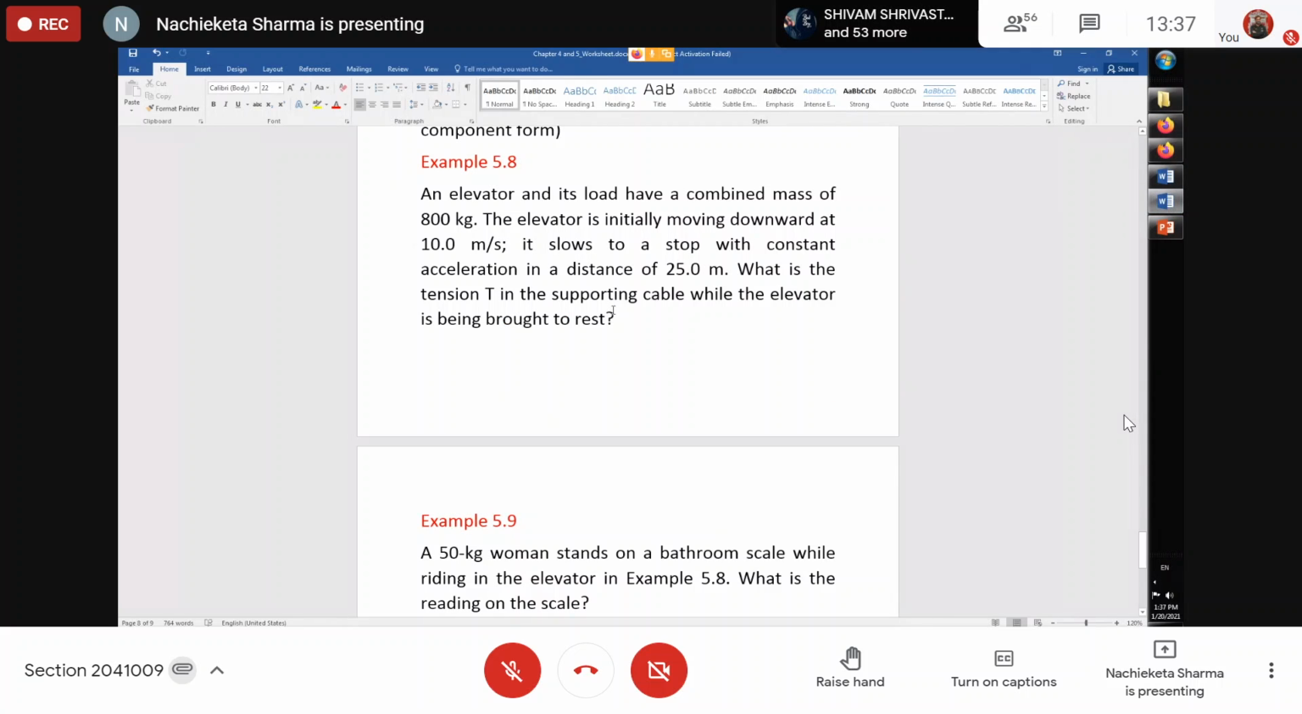An elevator and its load have a combined mass of 800 kg. The elevator is initially moving downward at 10 meters per second. It slows to a stop with constant acceleration in a distance of 25 meters. What is the tension T in the supporting cable while the elevator is being brought to rest? Okay, so this is the outline of the problem.